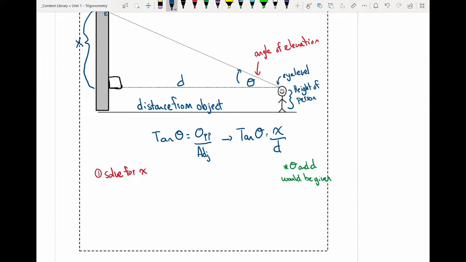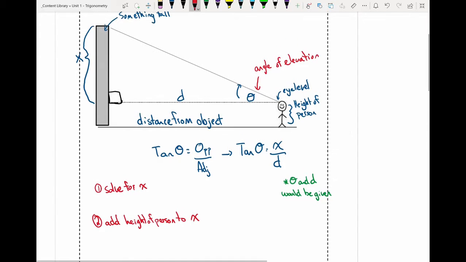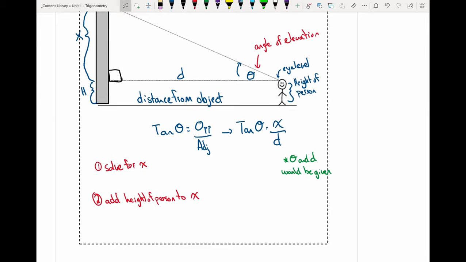So first step is we're going to solve for x, and then the second step is that we have to add the height of the person to x for our total height of the object. Because again, we have the height of the person here, which is this lower part called h, plus the height from the eye level to the top of the object, which we found using trig, and that combined would give us the height of the object. x plus h equals the total.